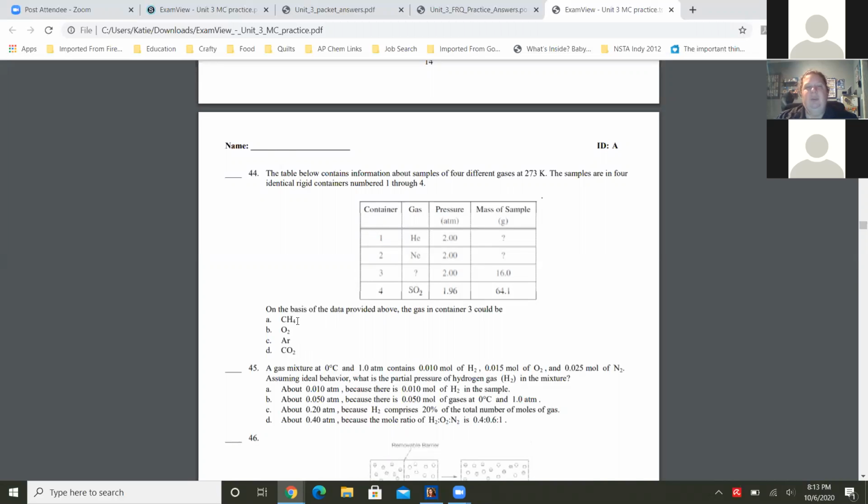A lot of times when they give you these problems where they give you a table to compare, you've got to sort of narrow down what variables they're changing and what variables they aren't changing. So when I read this question, I noted that the temperature was the same for all of those gases. They're in identical rigid containers, meaning that their volumes are all exactly the same. I can see that their pressures are all the same. If temperature, pressure, and volume are all the same, that means however many moles they have in there also have to be the same.